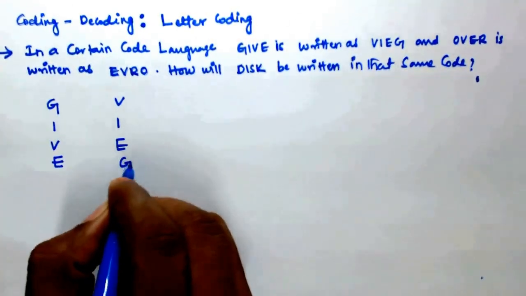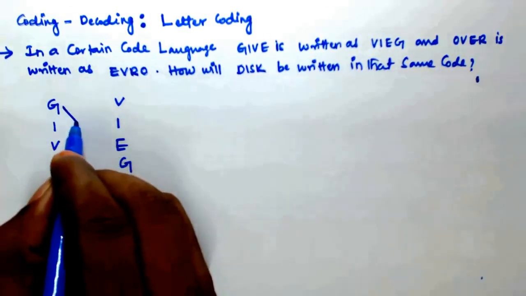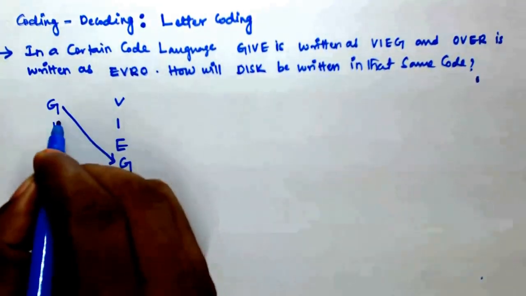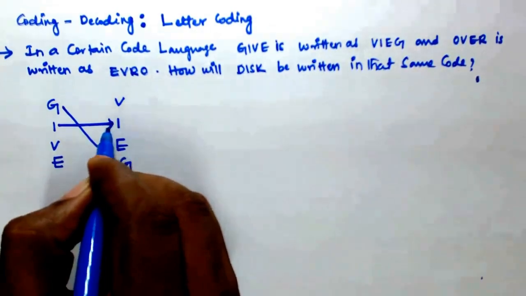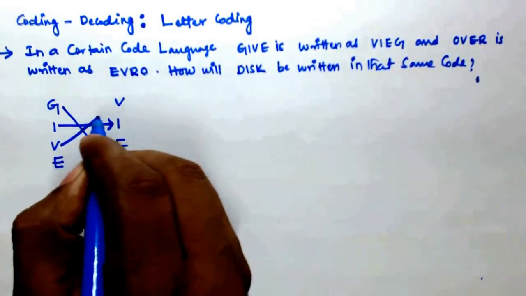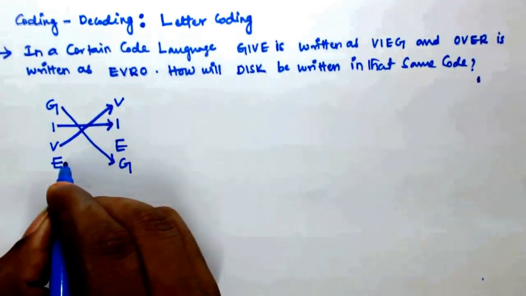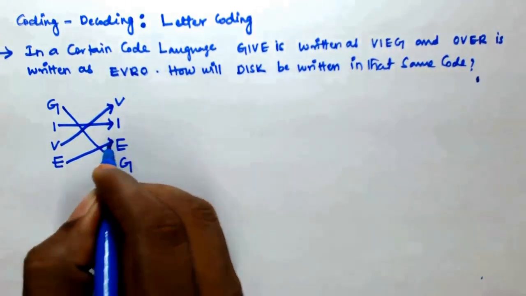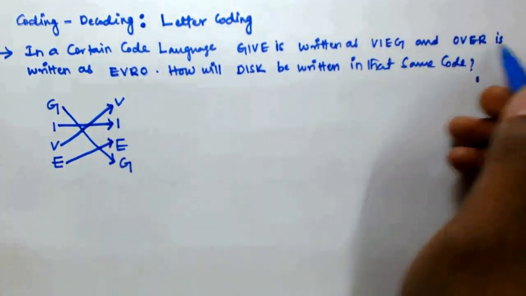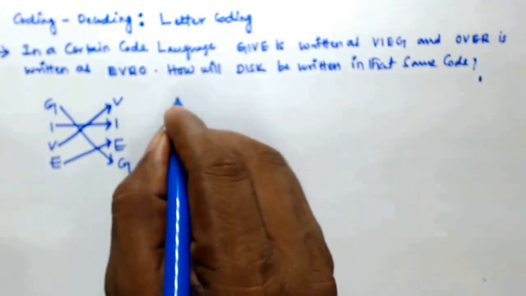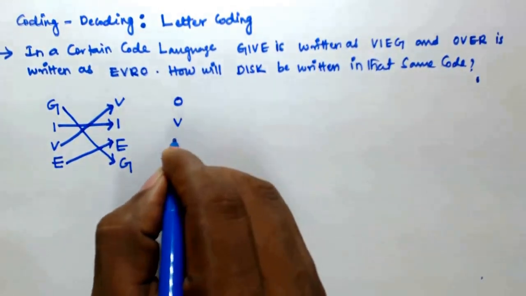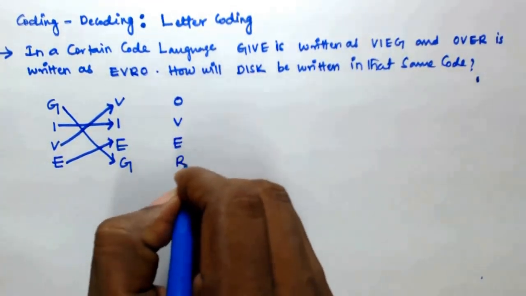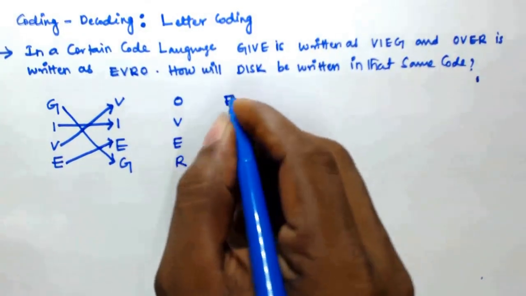Now draw the map. The first letter moves to the fourth position, the second letter stays in the second position, the third letter goes to the first position, and the fourth letter goes to the third position. Okay, now OVER is written as EVRO.